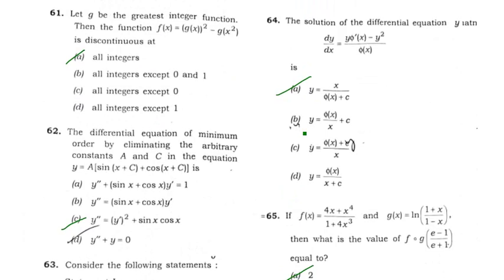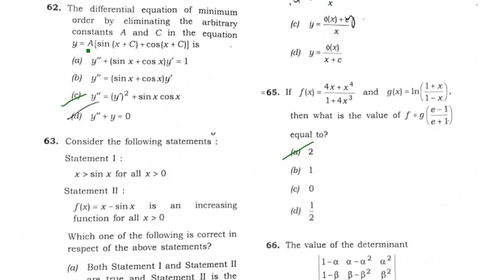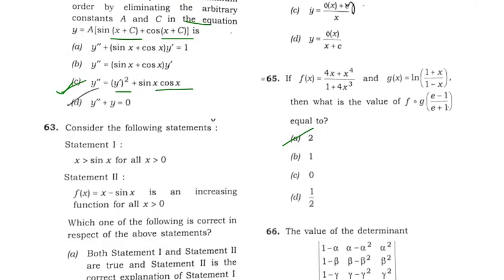Let's see the next question. Let g be the greatest integer function, then the function f(x) = (g(x))² − g(x²) is discontinuous at all integers. Okay, the differential equation of minimum order obtained by eliminating the arbitrary constants a and c in the equation y = a sin(x + c) + cos(x + c) is, so the right answer will be y'' = (y')² + sin x cos x.